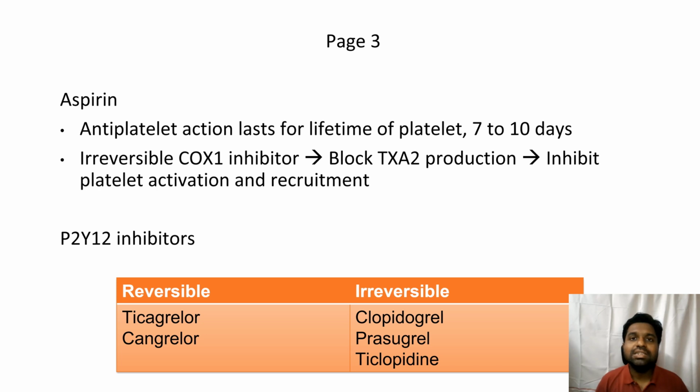And aspirin is an irreversible COX inhibitor. So it blocks thromboxane A2 synthesis and thereby prevents recruitment as well as activation of platelet. P2Y12 inhibitors, we have two categories, reversible and irreversible. Among reversible, we have ticagrelor and cangrelor, whereas irreversible would be clopidogrel, prasugrel, and ticlopidine.